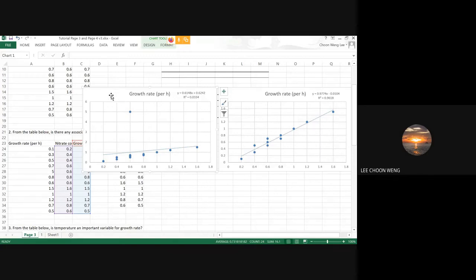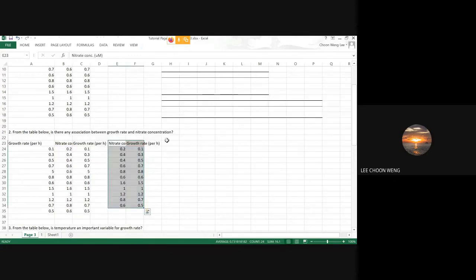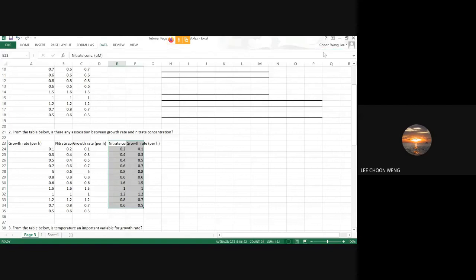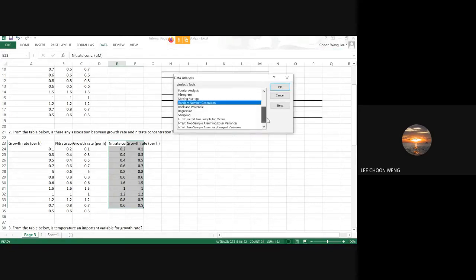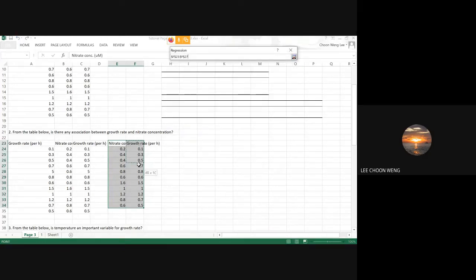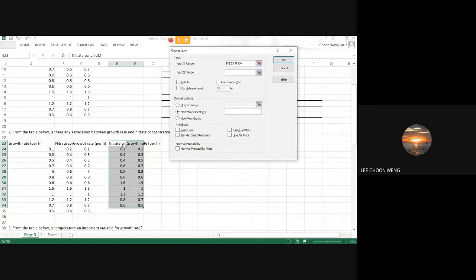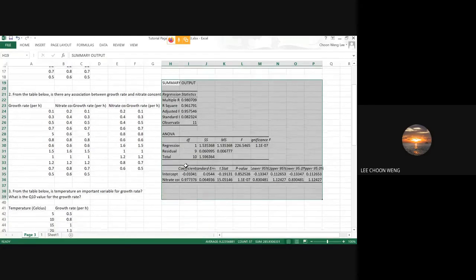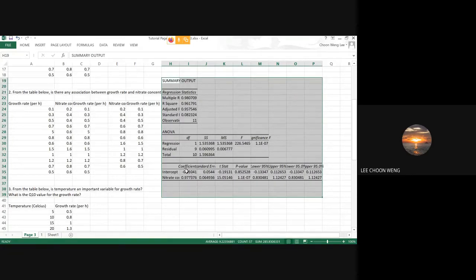Okay, so once you've done that, you can then do a normal linear regression. So once you have a normal linear regression, okay, you'll have your slope, you have your intercept, you have your p. So p is less than 0.05. So that is a significant relationship.